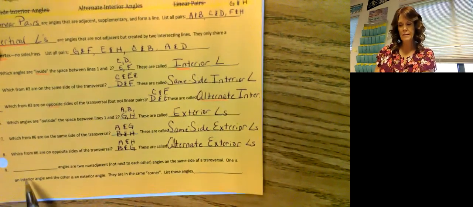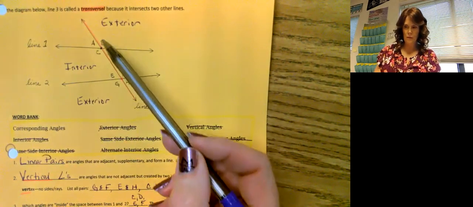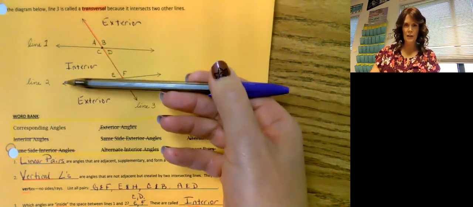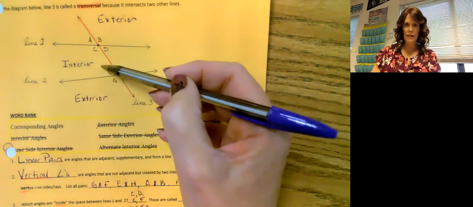Okay, number 9. So which angles are two non-adjacent, not next to each other, right? Angles that are on the same side of a transversal. One is an interior and the other is an exterior. They are in the same corner. Okay. Well, same corner, one exterior and one interior would be A and E. And I'll tell you why I chose those.